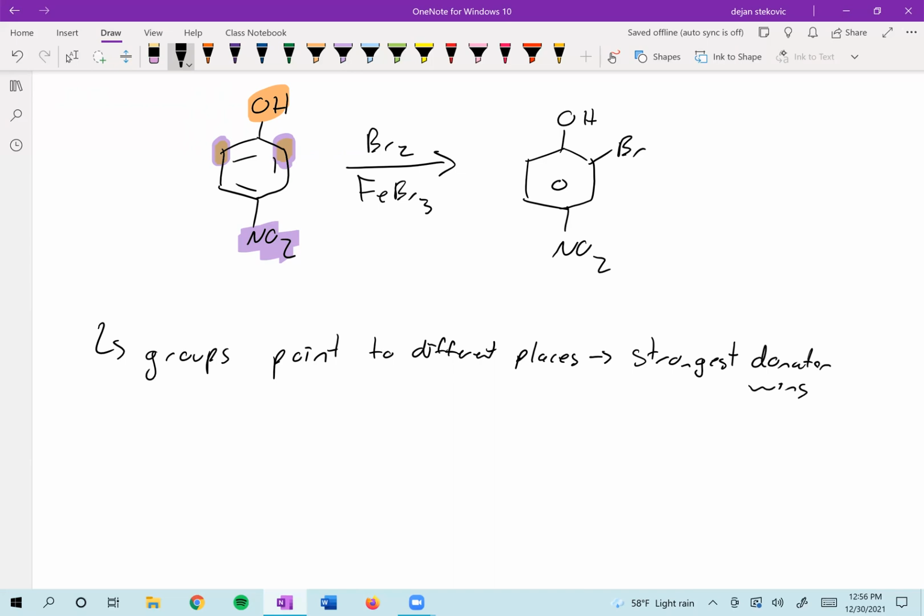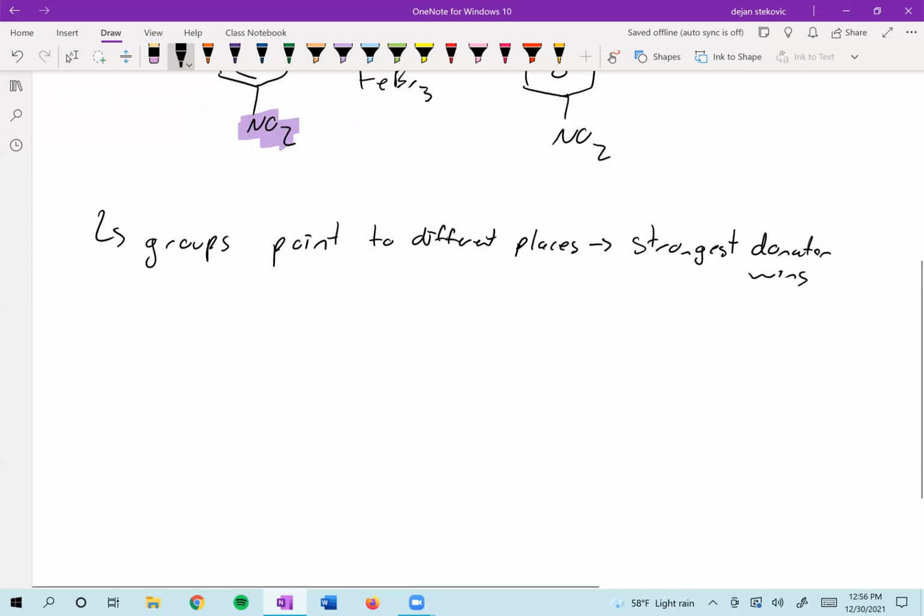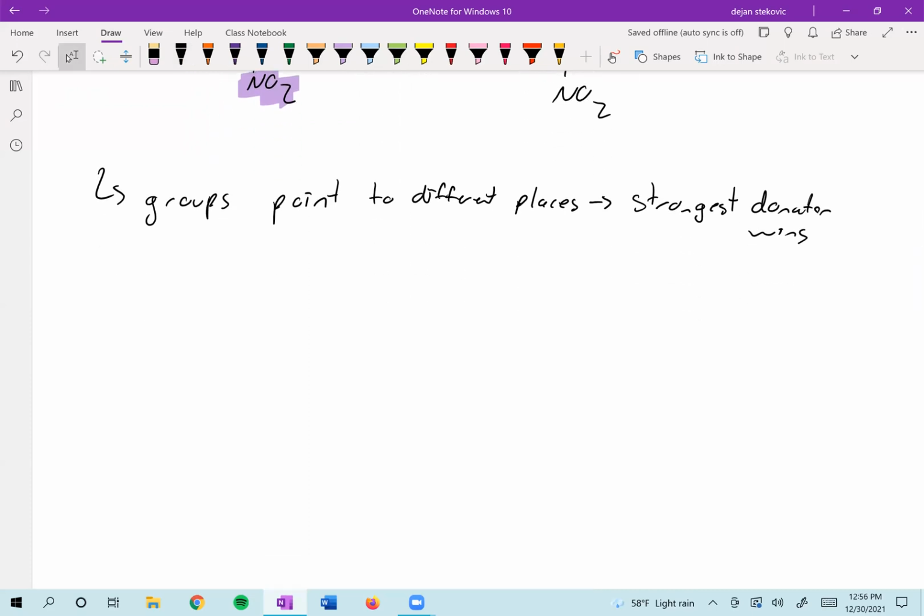So if you have a donator and a withdrawer, it's going to go wherever the donator tells it to. If you have two donators, it's going to go wherever the stronger donator tells it to go. That's just our general rule of thumb. In real life, you're probably going to get a mixture of products, but we'll keep things nice and simple.